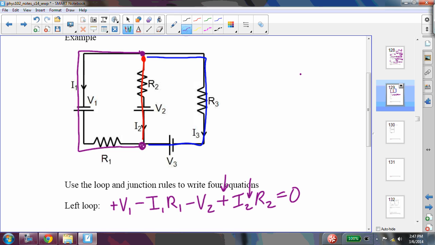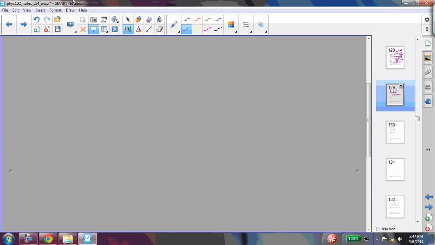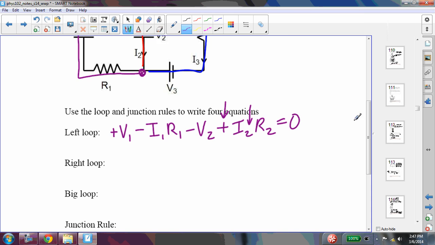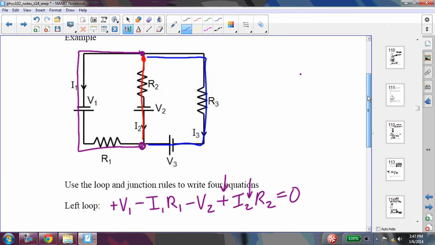Okay, so let's look at the right loop. Oops, what happened there? Pause here while I figure it out. Sorry for that.